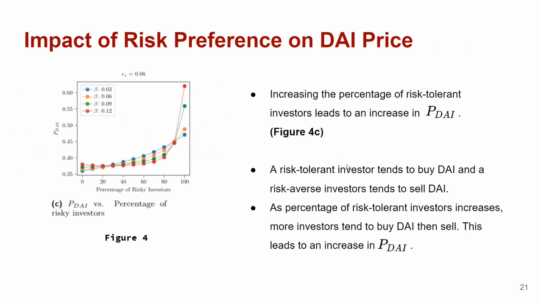Here we discuss how risk preference impacts DAI price. In figure 4C, we see DAI price versus the percentage of risky investors. In this figure, we observe that as the percentage of risky investors goes up, DAI price increases. If you recall, risk-tolerant investors are more likely to buy DAI than sell. So we have increasing demand and decreasing supply of DAI, and therefore we see an increase in DAI price.